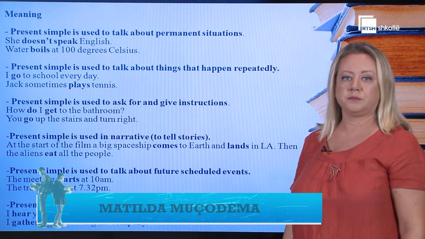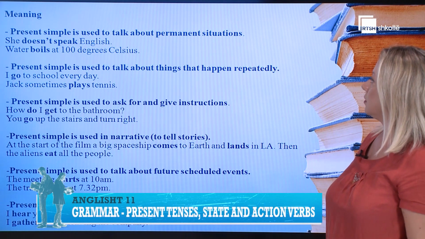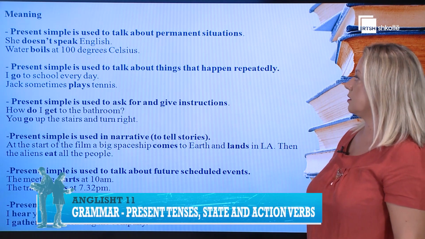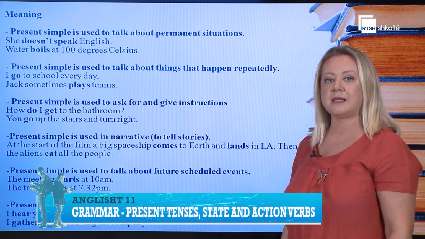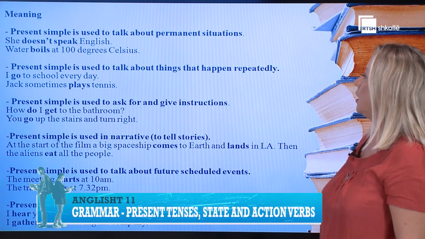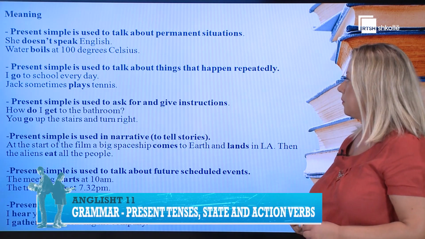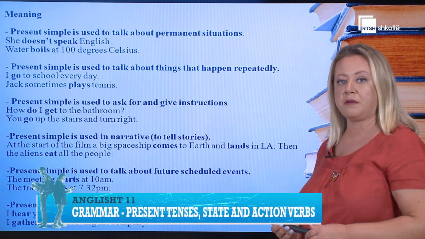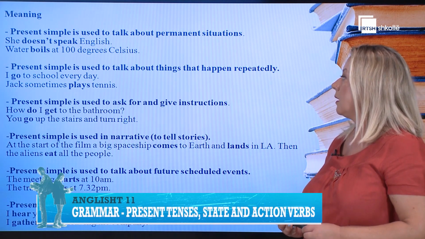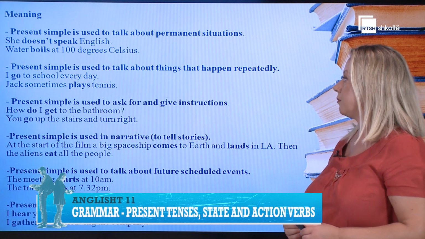What is the meaning? The present simple is used to talk about permanent situations. For example, she doesn't speak English. Also, present simple is used to talk about things that happen repeatedly. I go to school every day. Also, it's used to ask for and to give information.